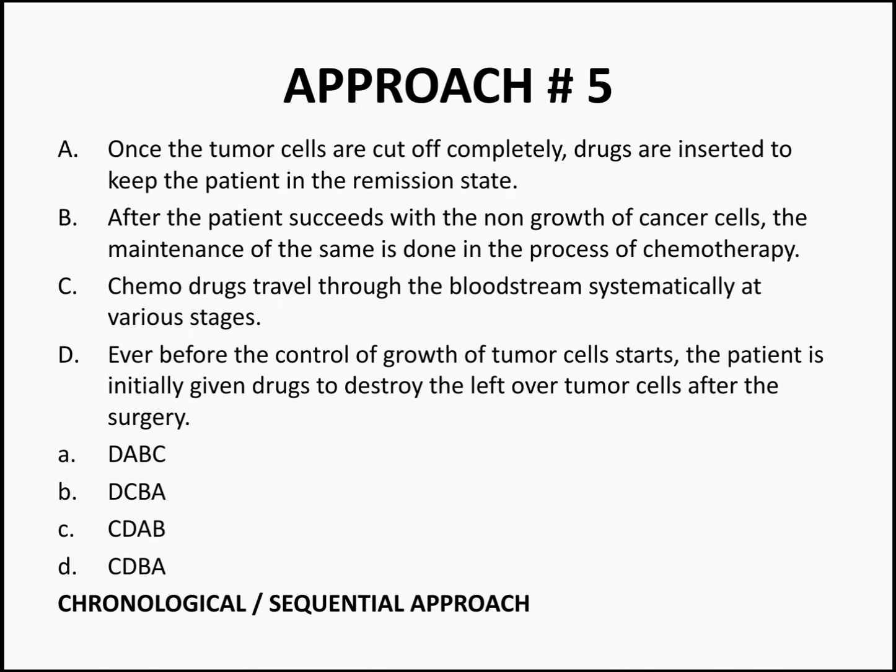Now, if you closely observe the options, you can understand that your first statement is either going to be C or D, because all the four options have either started with C or started with D. So read your statement C, which says chemo drugs travel through the bloodstream systematically at various stages. It's an explicit or a very generic statement that says the entire passage is going to talk about chemo drugs. Hold on with that. Come to option D. Even before the control of growth of tumor cells starts, the patient is initially given drugs to destroy the leftover tumor cells after the surgery.